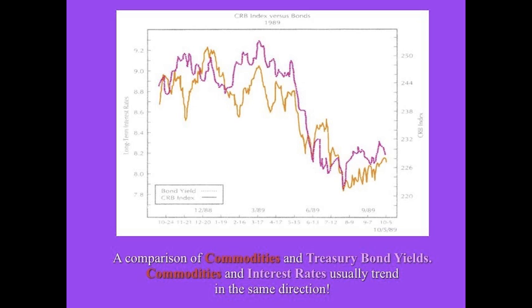And then here we have it. The purple represents the 10-year bond yields, which is the inverse of the previous chart, which had the bond prices. The orange line represents the commodities market. And you can see commodities and treasury bond yields usually move in the same direction.